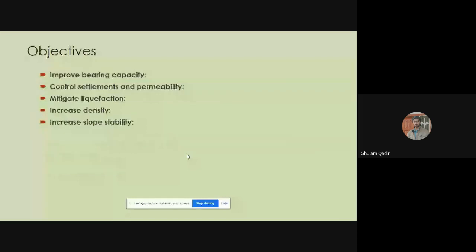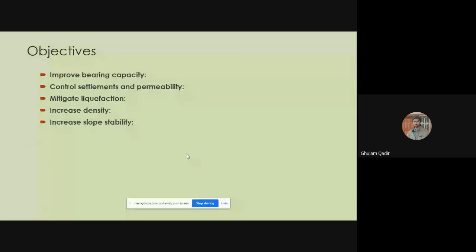So what are the objectives of ground improvement techniques? The main objective is to make soil able to bear heavy loads without failing, and to reduce the risk of settlements and slope failures. Soil improvement techniques are also used to mitigate liquefaction hazards by avoiding the large increase in pore water pressure during earthquakes through the densification of soils.